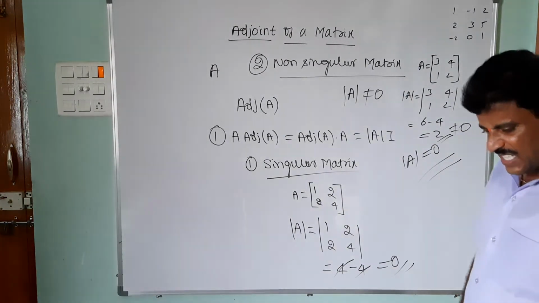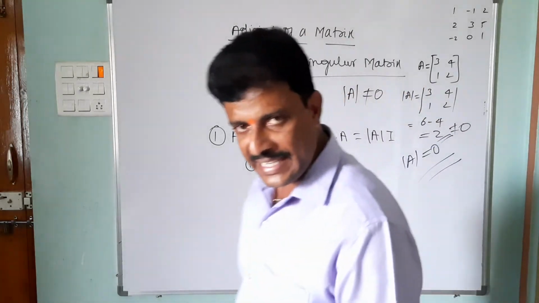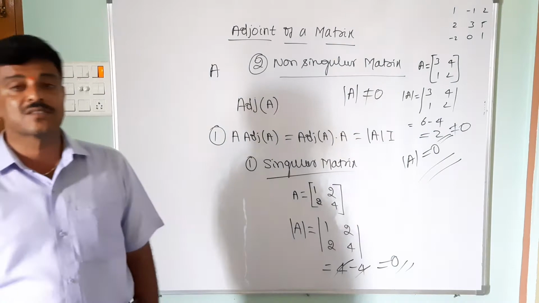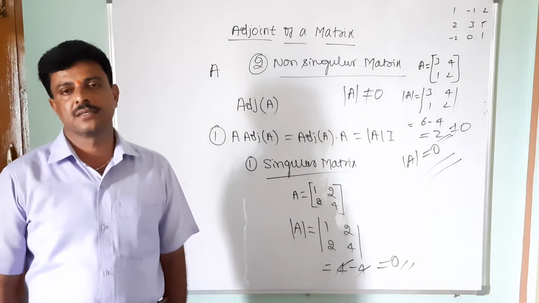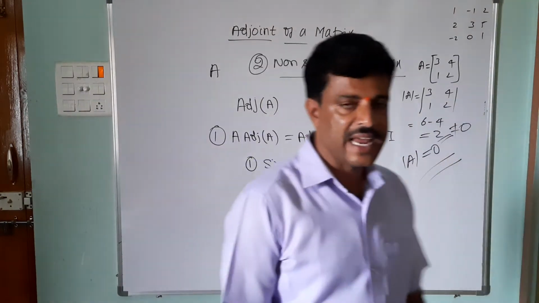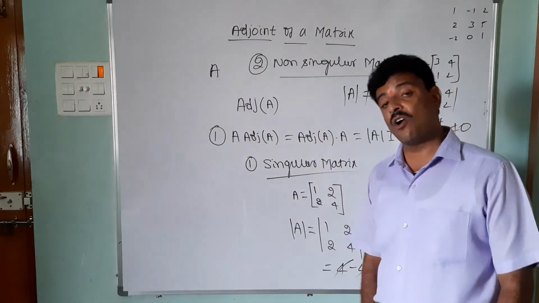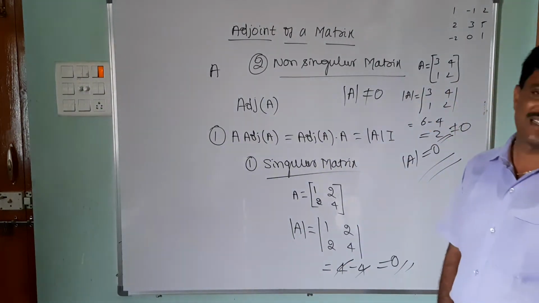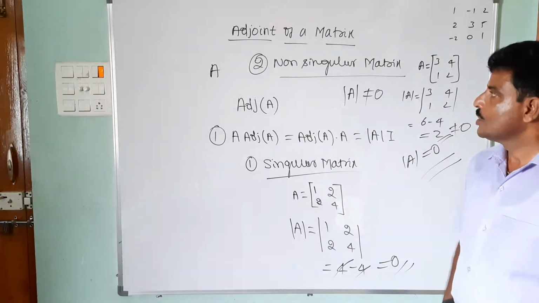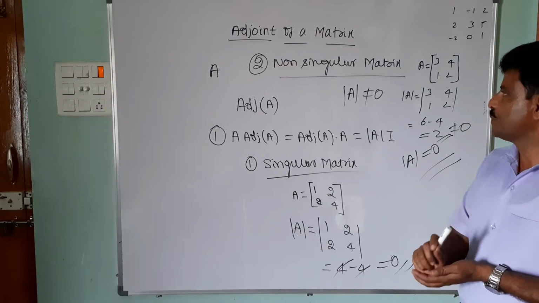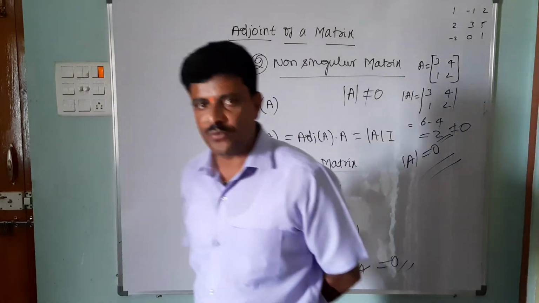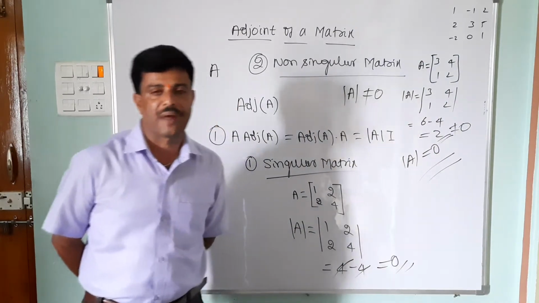Singular matrix means, let A be a square matrix, if determinant of A is equal to 0, it is called a singular matrix. And non-singular matrix: let A be a square matrix, then determinant of A not equal to 0 is called a non-singular matrix. Okay.